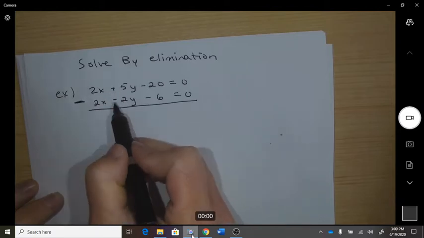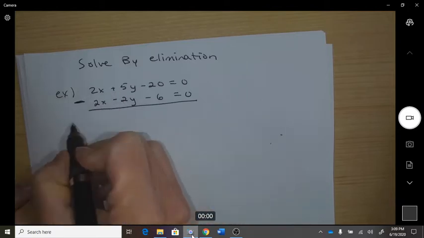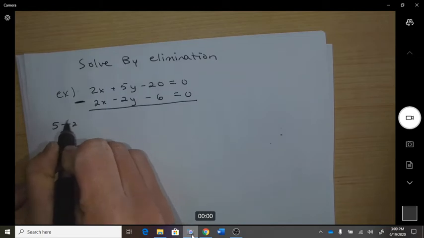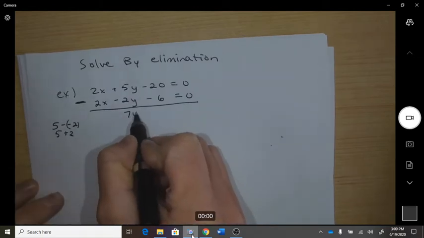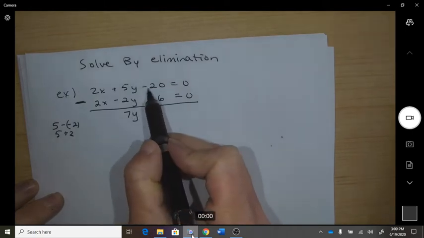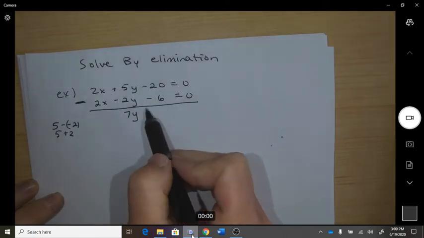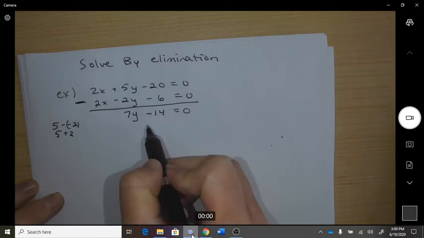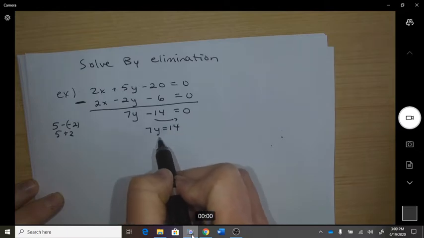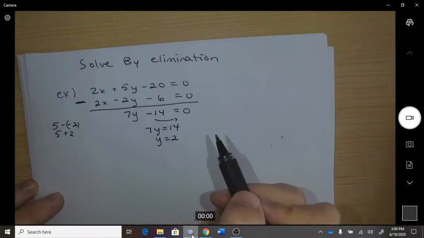5 subtract a negative 2. So don't forget that when you subtract negatives, it adds. So 7y. Negative 20 subtract a negative 6 is negative 14. So if I move that over, 7y equals 14, so y equals 2.